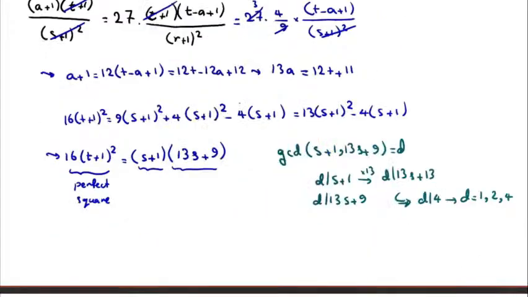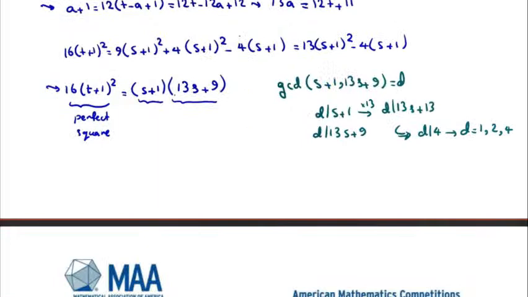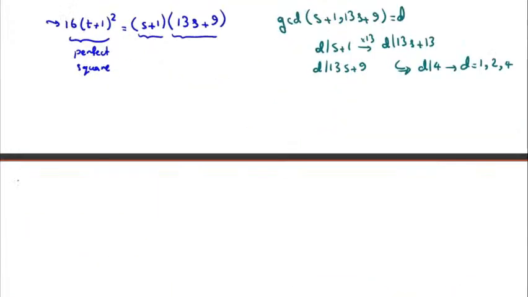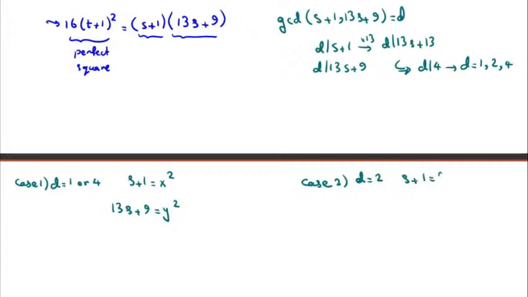Now, if d is 1 or 4, both of them should be perfect squares. So case 1: if d is 1 or 4, s plus 1 should be a perfect square, and 13s plus 9 also should be a perfect square. In case 2, if d is 2, then s plus 1 should be 2x squared, and 13s plus 9 should be, for example, 2y squared.